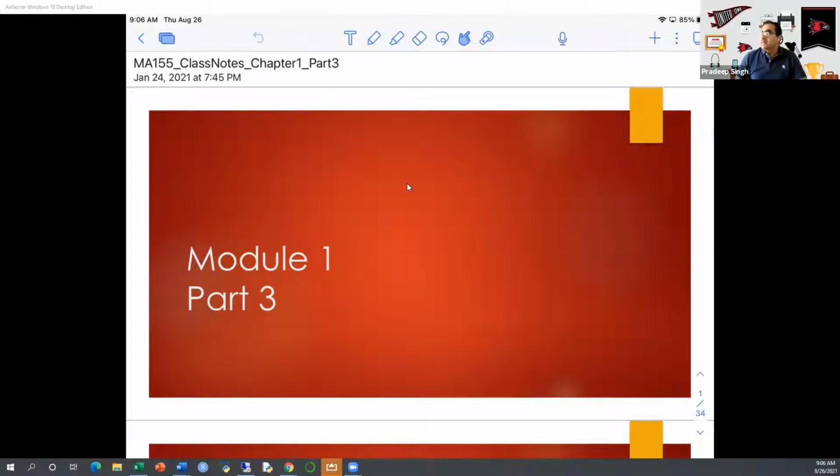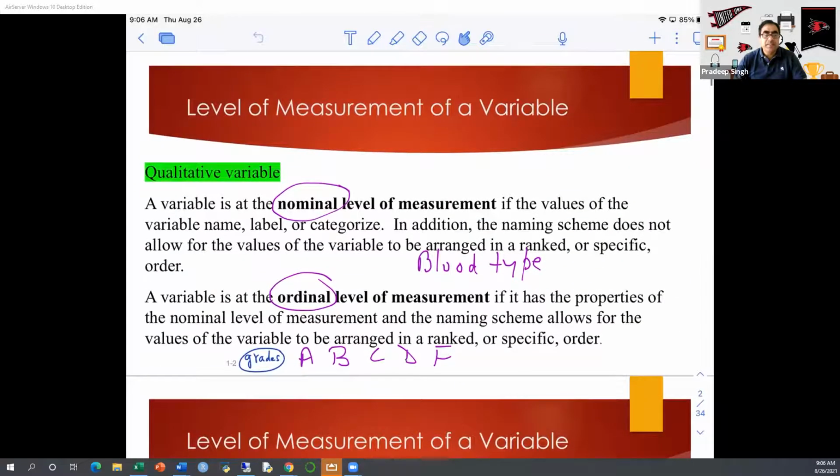So let's get started. The part 3 module is basically a continuation of what we started off last time, the types of data we talked about. So 2 types of data, quantitative and qualitative. Next is the level of measurement. Once we identify that data is qualitative or quantitative, for a qualitative variable we have 2 levels of measurement, nominal and ordinal, right?